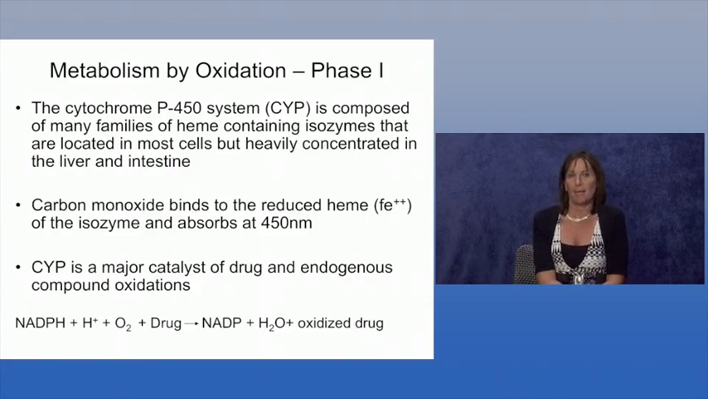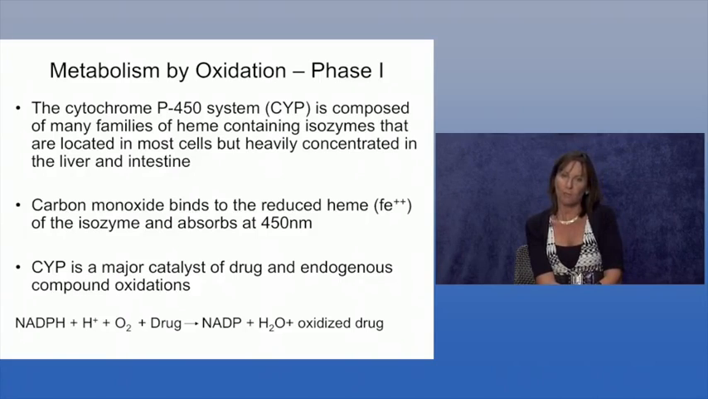So these CYP enzymes are the major catalyst of drug metabolism, but also endogenous oxidations. The CYP pathways are a critical group of enzymes that are responsible for maintaining homeostasis in vivo. They help in the metabolism of a large number of endogenously produced compounds, things that our bodies make on a day-to-day basis. But it is also a critical pathway for drug metabolism.